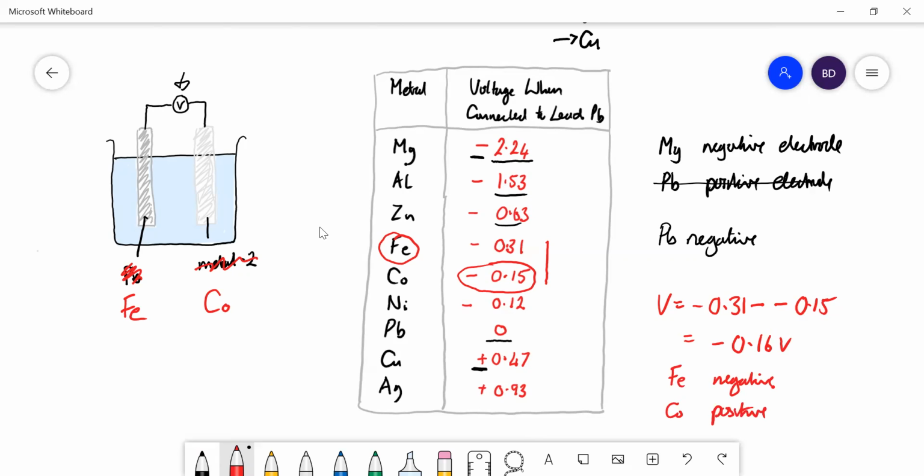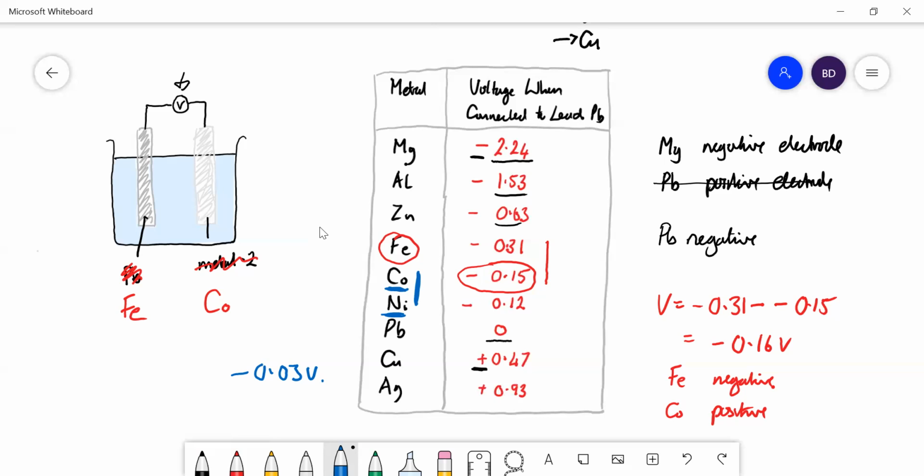And you could compare any pair of those metals. I've just chosen iron and cobalt. You could have any two you like. You could use cobalt and nickel. You'd only get a tiny voltage there, a voltage of minus 0.03 volts. And which one would be the most negative one there? Well, it would be cobalt. So cobalt would be the negative electrode, and the nickel would be the positive electrode.